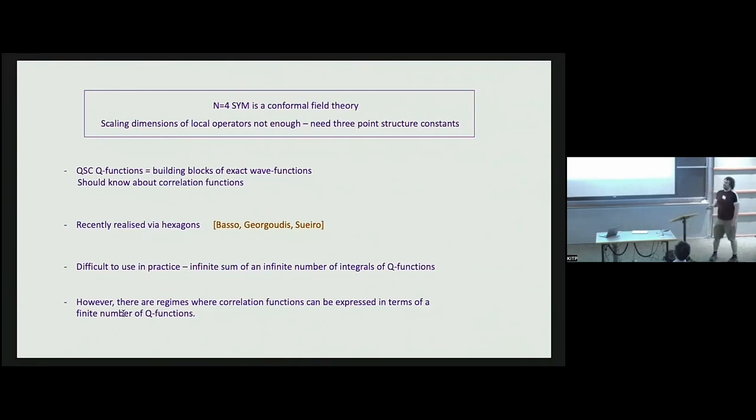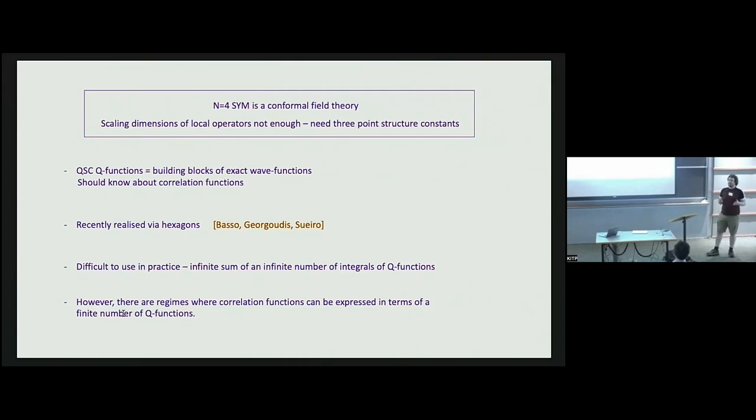From the very early days, it was imagined or hoped that the Q functions from the quantum spectral curve would provide the building blocks of the exact wave functions of the theory, and hence should know about correlation functions. And this was actually shown to be true very recently, a couple of weeks ago, 6 or 7 weeks ago, in a work by Benjamin Basso, Alessandro Georgoudis, and Arthur Suero, by combining ingredients from the quantum spectral curve and the hexagon program, and showing that you can write correlation functions using quantum spectral curve ingredients.